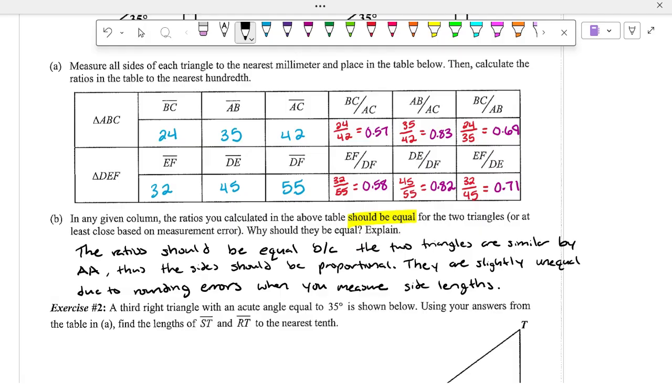So if we actually had an exact measure for all three sides, they would have been equal. All right, but since we were supposedly measuring by hand, which in reality we didn't, but I gave it to you, that's why. So we're going to treat this like they are equal, though, because they are similar triangles.